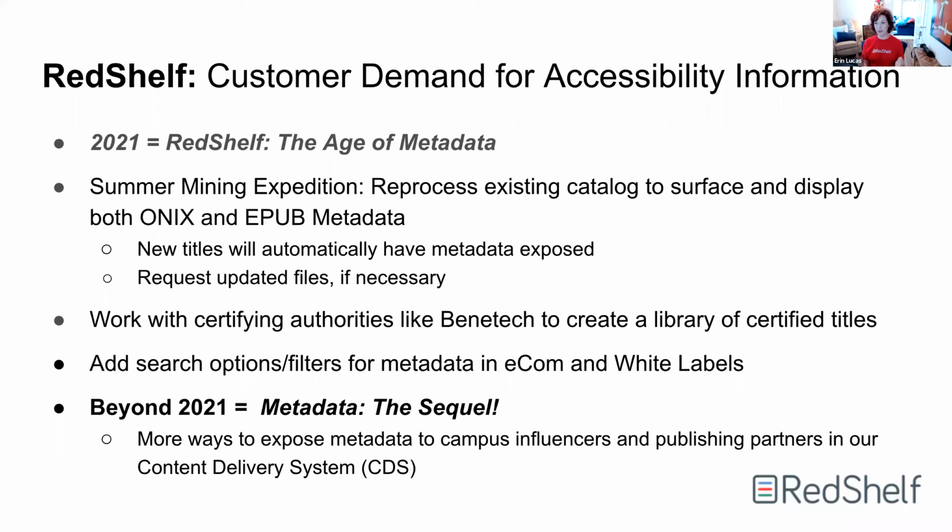So, you know, it's fairly expensive and time consuming to reprocess our existing catalog, but we are working on doing that, sort of working backwards from newer titles and pulling out as much metadata as we can. So both ONIX and EPUB, we did our own crosswalk. We've got all of that documented on our side as well. And then any new titles that come through will automatically have any metadata that's included exposed. And in cases where, like I mentioned, if we know that it should be there, for some reason it's not appearing, we'll get in touch with the publisher and request updated files.